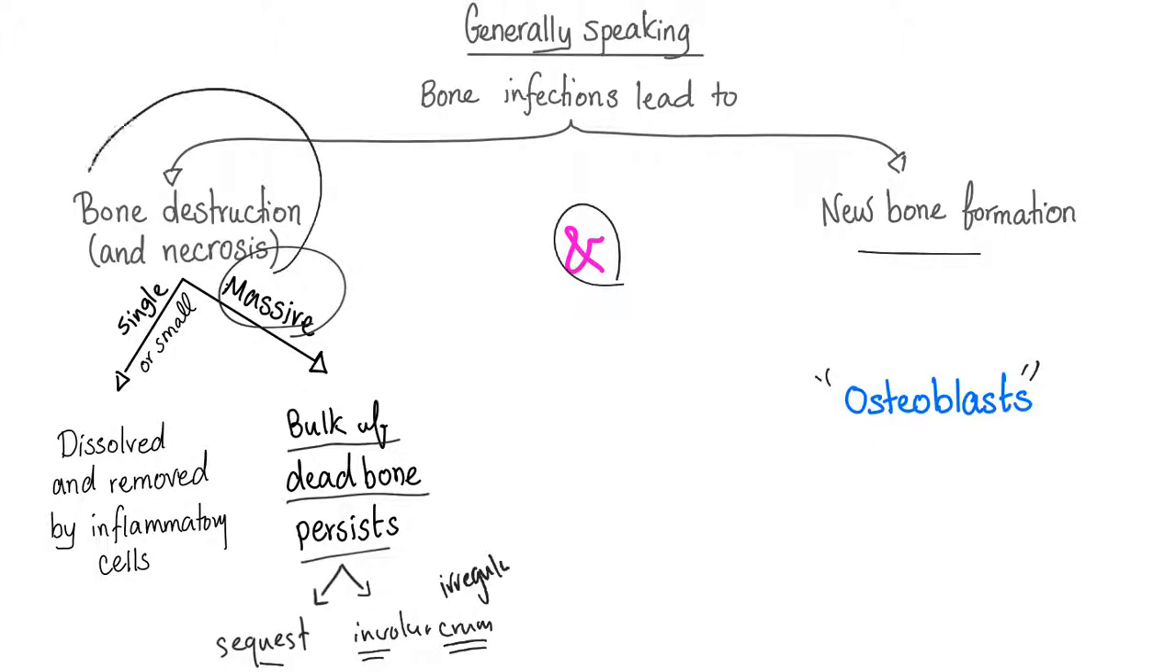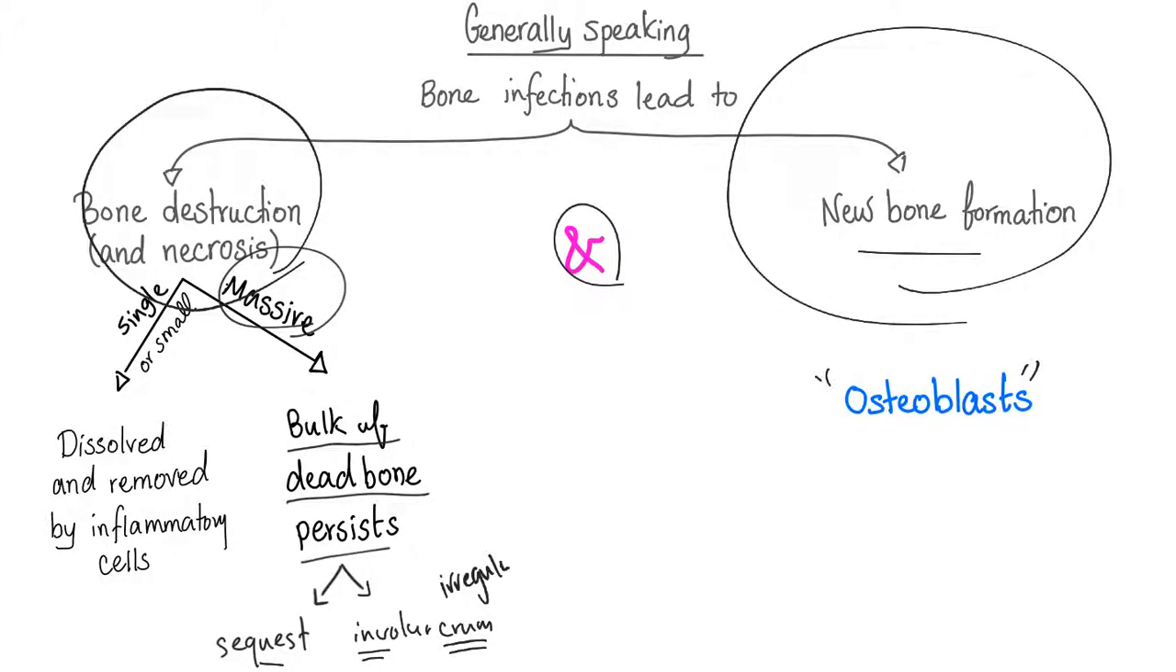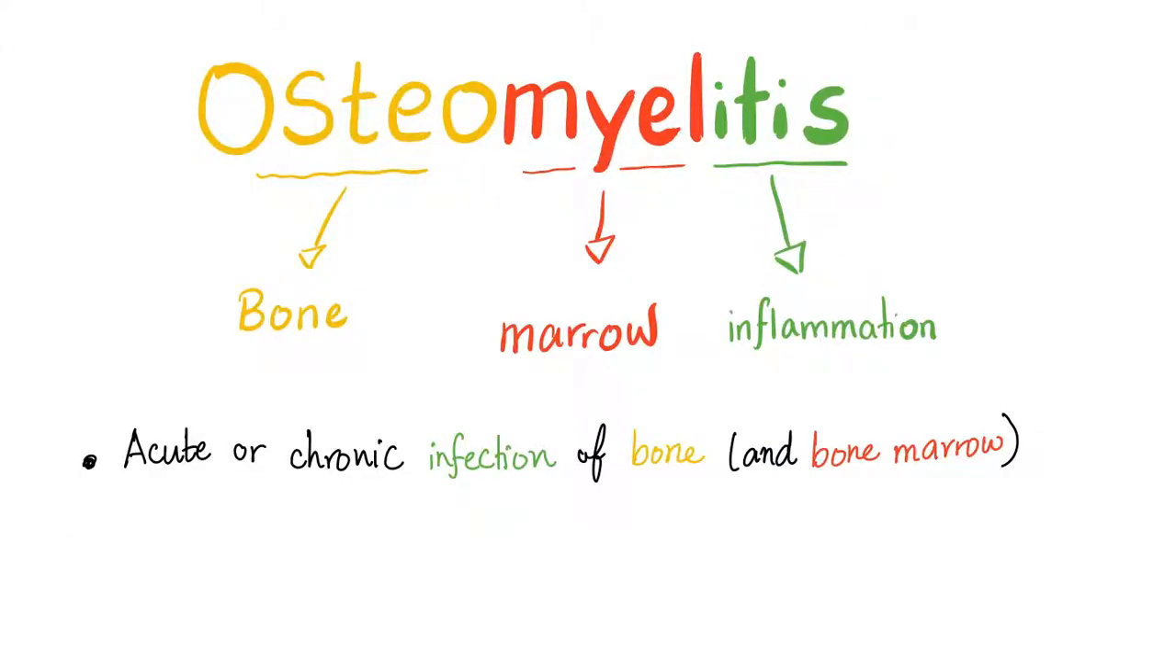So this is an osteolytic lesion, this is an osteoblastic lesion. Which one is going to appear on nuclear bone scans? Only the blastic. Osteomyelitis, itis, inflammation, myel, marrow or core, osteo bone, acute or chronic infection of bone and the bone marrow.